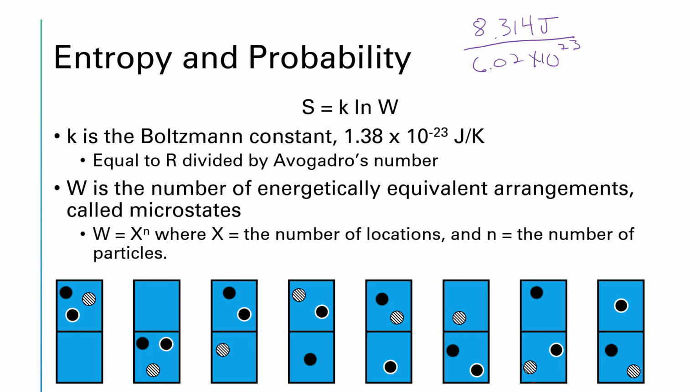And so we're just looking for how many different ways we can arrange these 3 particles in 2 positions, and it turns out the number of ways that we can do this becomes x to the n, where x is 2 because we have the top and the bottom of the box, and n is 3 because we have 3 particles. So we have 8 possible arrangements. And if you count up our boxes here, we've got 8 of them.